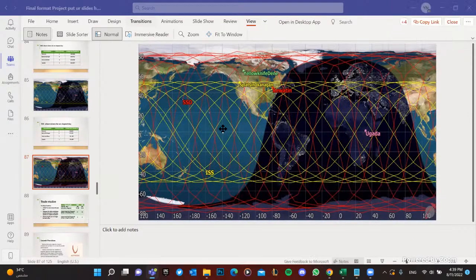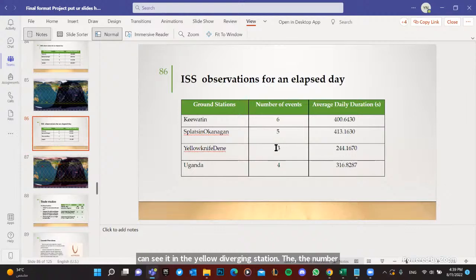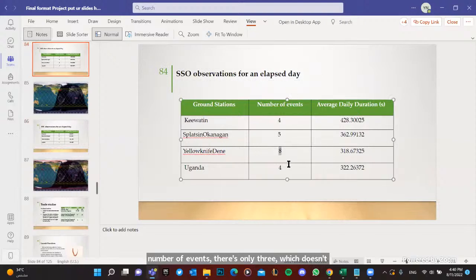Actually, we consider that we would be a secondary payload on a mission, that they would eject us at 480 or 490 kilometers. But the real difference between both orbits wasn't in the total cost and the budget. The ISS orbit itself couldn't cover northern Canada, unlike the SSO orbit. Like we can see here in the Yellowknife station, the number of events is only 3, which doesn't provide actually global coverage. But in the SSO orbit, it provides 8 events and maybe more if we use more satellites. It would provide more frequent coverage. Does that answer your question? Yep, thanks. Yeah, sure.